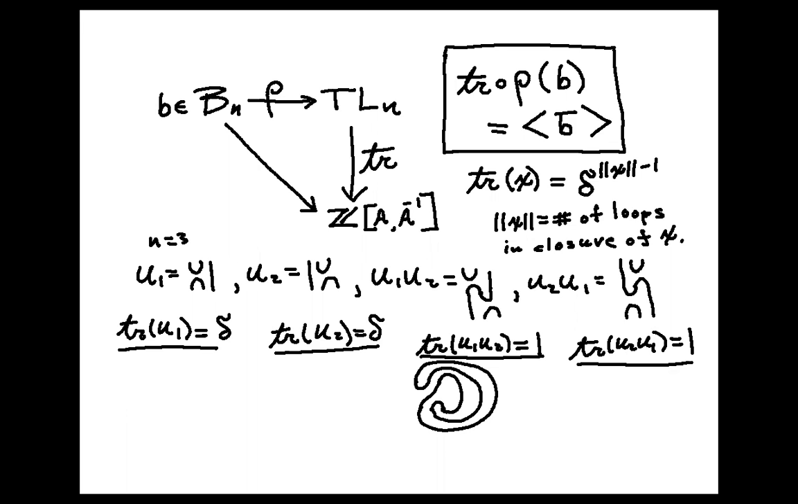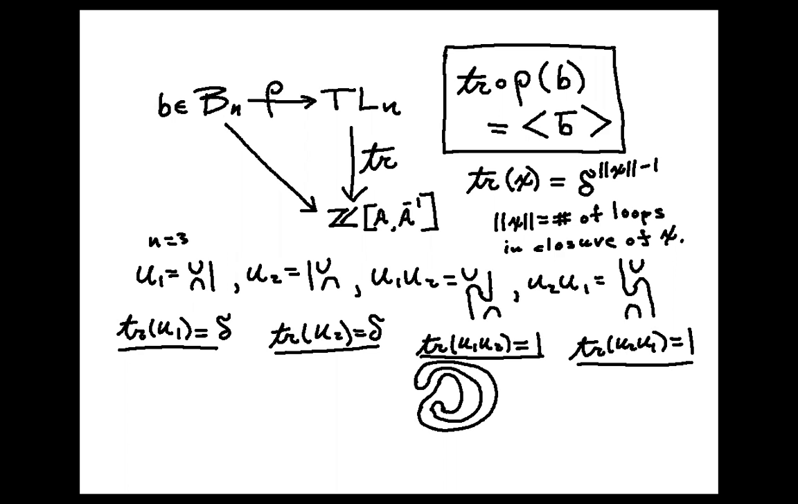So, for example, at n equals 3, with u1 that, u2 that, and u1 u2 and u2 u1 those, we see that the trace of u1, when you close it, it gives you 2 loops, so the trace is delta. And the trace of u2 is delta. And the trace of u1 u2 is 1, because when you close that character, you only get 1 loop. And remember, a single loop evaluates to 1. And the trace of u2 u1 is 1.